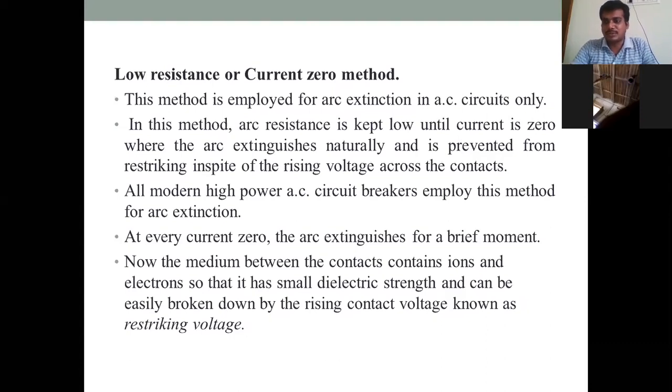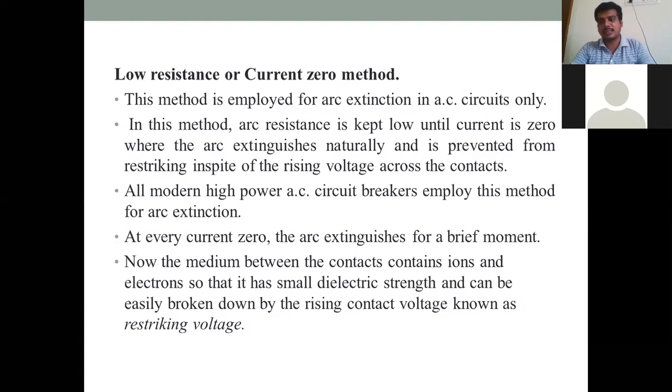For example, if you take an AC current, it has both positive half cycles and negative half cycles. When the positive half cycle is completed, it will come to zero, and after that it will start the next half cycle. Then again it will come to zero, and start the next half cycle. This is continuously repeated in AC circuits. When it comes to zero, at that time we can have the arc extinction. So the arc resistance is kept low until the current is zero, where the arc extinguishes naturally. This is the natural process.